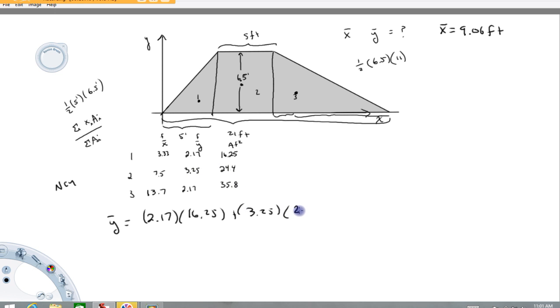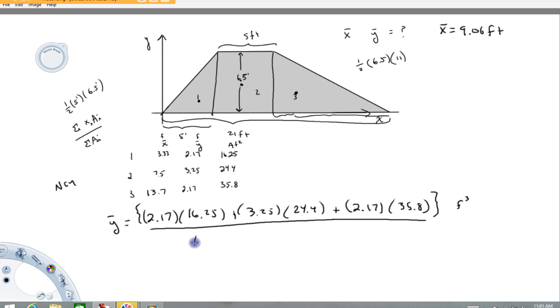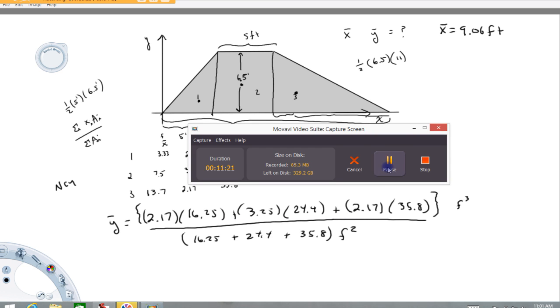times 24.4 plus 2.17 times area 35.8. And again, these are all feet times square feet, so the whole thing on top has units of cubic feet. I'll just put the units out there. Then we're going to divide that by the summed up area, which is 16.25 plus 24.4 plus 35.8. I'll put that in parentheses and put the units down here. That's in square feet. Like before, I'm going to pause this to keep this video a little shorter.